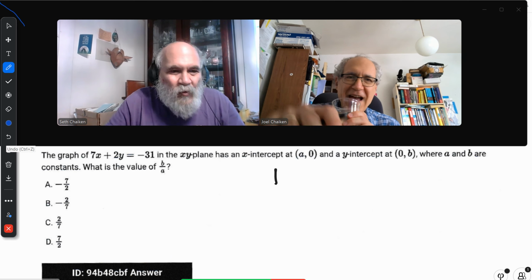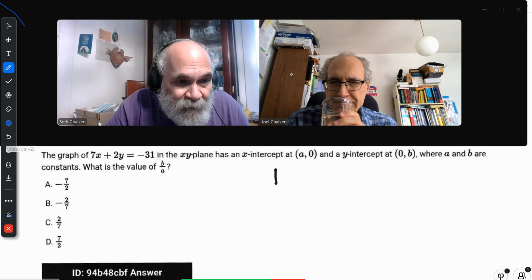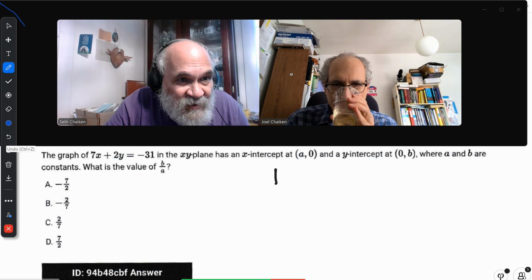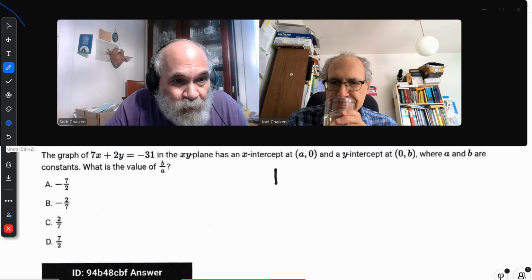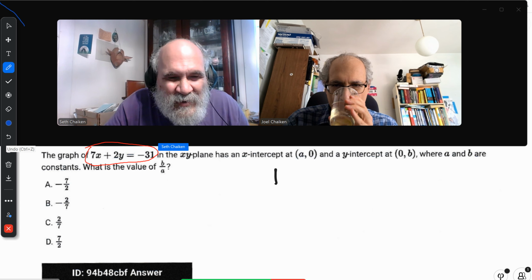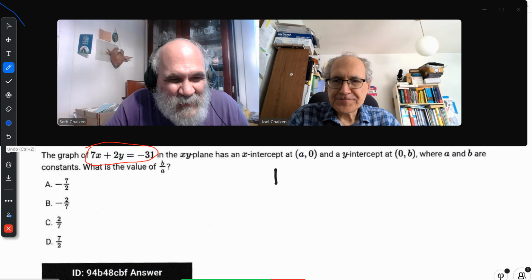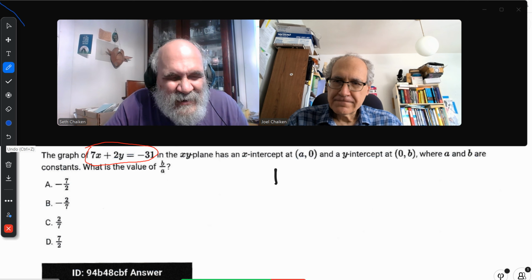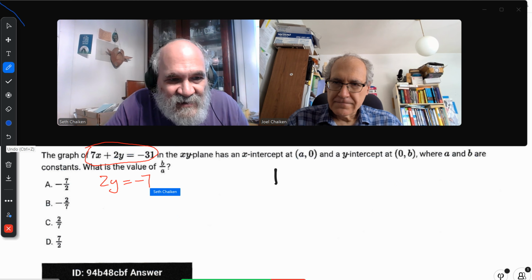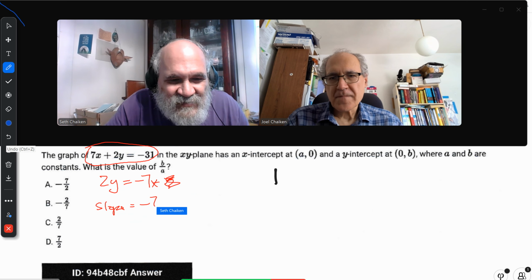I tend to do things straight out. Well, here's the equation. So what's the slope? Well, convert it, put the x on the right side. 2y equals negative 31 minus 7x, right? Yep. And so the slope is equal to negative 7/2.